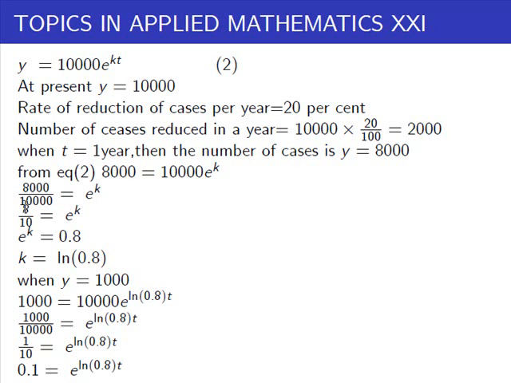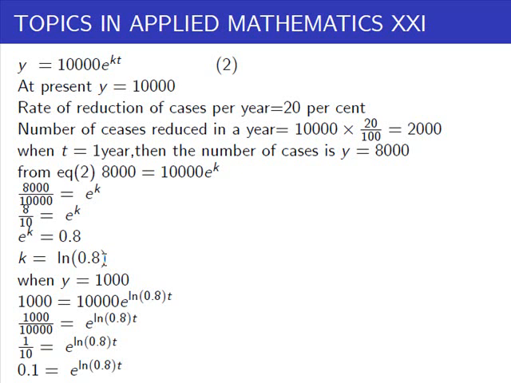The zeros are finished. 8 over 10 is equal to e raised to power k. So e raised to power k is equal to 0.8, and the reciprocal of the exponential is the logarithm, so k is equal to log of 0.8.